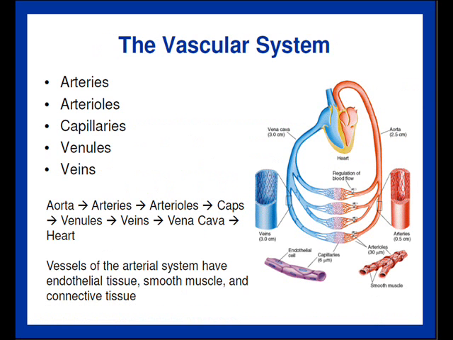Okay. Let's talk about the vascular system. Briefly, you would have seen this before. Okay? We know it's made up of the arteries, arterioles, capillaries, venules, and veins. What's the difference between, for instance, the arteries and veins? Anatomically.